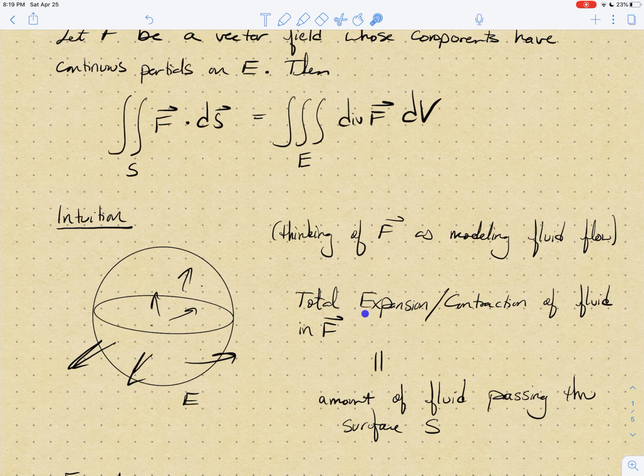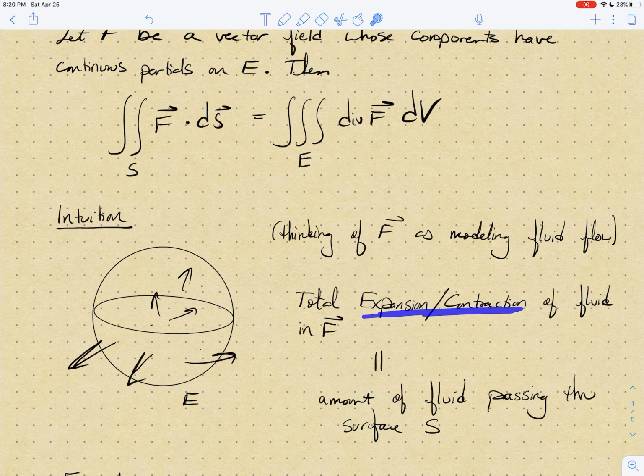So think about it with me. The total expansion or contraction of the fluid in F, thinking about adding up the expansion or contraction of the fluid at every point inside the solid. Let's imagine that there's lots of positive divergence, meaning there's fluid flowing out of points. If there's a lot of that going on, then it's going to have to burst and push through the boundary of the solid.